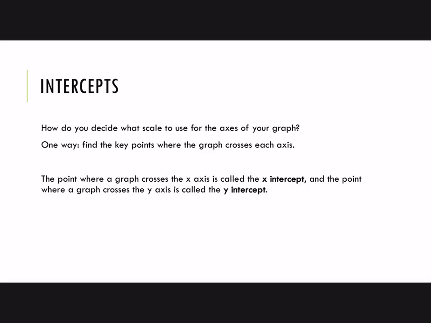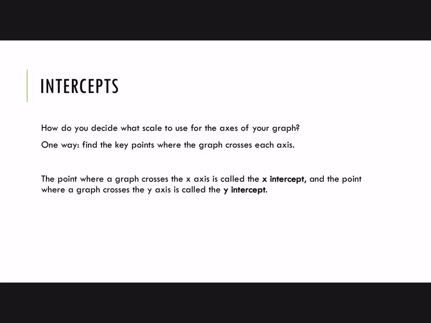How do you decide what scale to use for the axes of your graph? Sometimes you end up with points like (10, 100) or (-42, 8), and you have a mix of larger and smaller numbers, and depending on the points you choose, you may run out of space on whatever graph you've drawn.